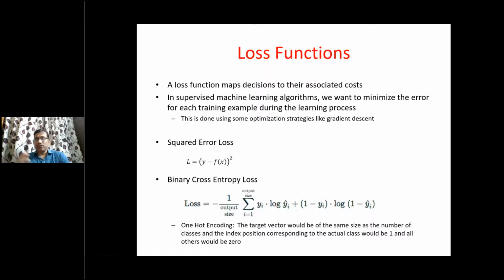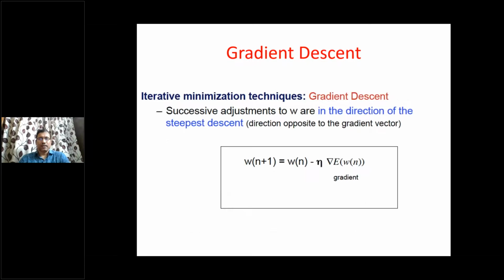And many of the times we use the one-hot encoding to represent the outcome, which tells that if we have five possible classes in the outcome, we will have a vector of length 5. For class 1, the first position of the vector will be 1 and the rest all will be 0, and for class 5, the rest all will be 0 and the fifth position will be 1. This way we can encode the outcomes also as vectors.